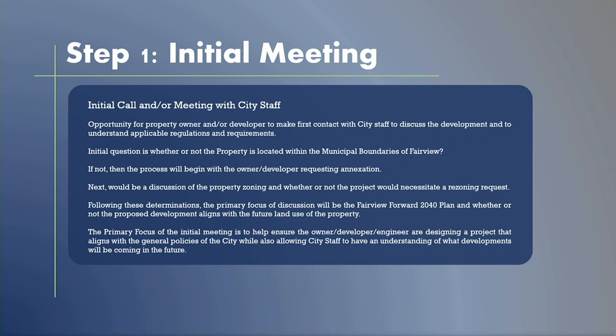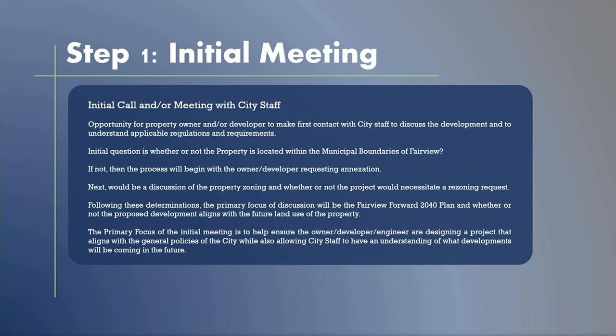First thing he needs to establish is, is it even in the city limits? If it's not in the city limits, obviously it's going to have to go through the annexation process. Whether it has to go through annexation or not, there will obviously be a discussion of what zoning is on the property currently, or what they would want to zone it if they're annexing in, going through the rezoning process.